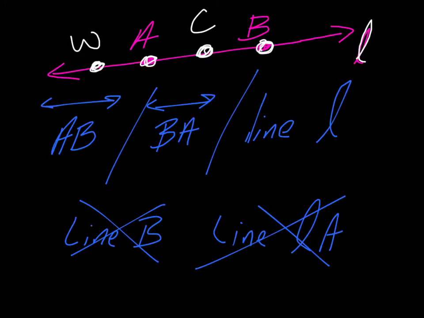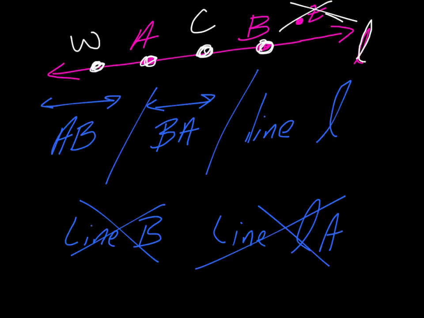Now if we threw in another point way up top, and that's point Z, you can see that W, A, C, B, and Z are not on the same line. So if I asked you if those are all collinear, you would say no, they are not collinear because the Z kind of messes everything up on that one.